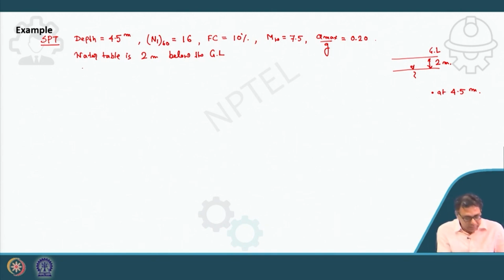And the same gamma bulk and gamma sat values we will consider, that we considered in my previous example when I checked the liquefaction possibility by using laboratory test data.